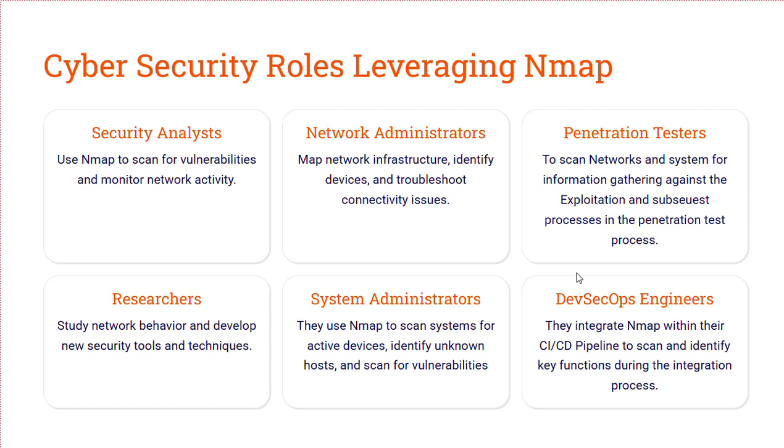So pen testers use Nmap to scan networks. In pen testing, there are different stages. You have the information gathering stage, the scanning stage, the exploitation, maintaining access, post-exploitation stage, and reporting as well. In pen testing, you use Nmap in the first two stages, that is the information gathering and the scanning stage. So you use Nmap to gather information about your network. What are the active hosts? What are the open ports? What is the operating system on my target?